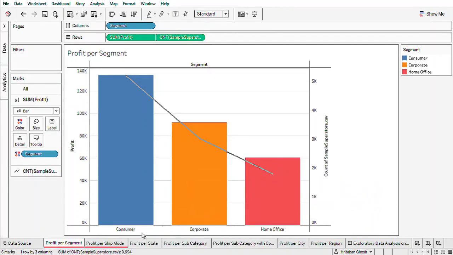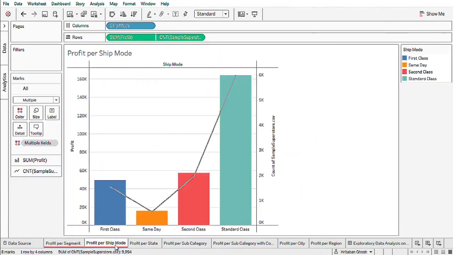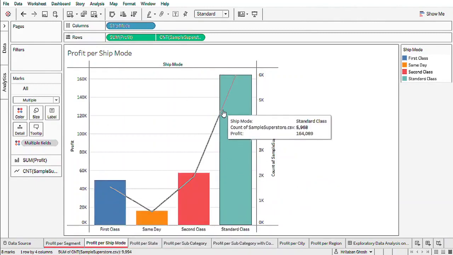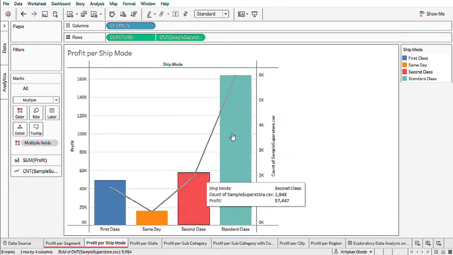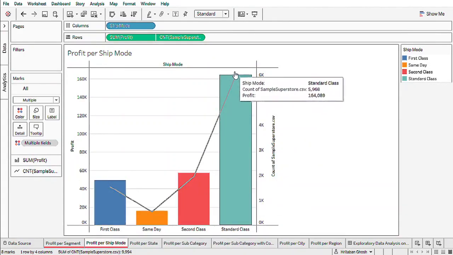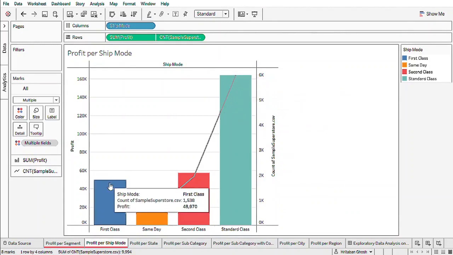So let us look into some other columns and see how they affect the profit. Profit per ship mode. Here again we have put profit on the y-axis, the ship mode on the x-axis, and there is a line which corresponds to the number of superstores contributing to that particular ship mode. And again here we see that the more the number of superstores, the more the profit is, which completely makes sense.